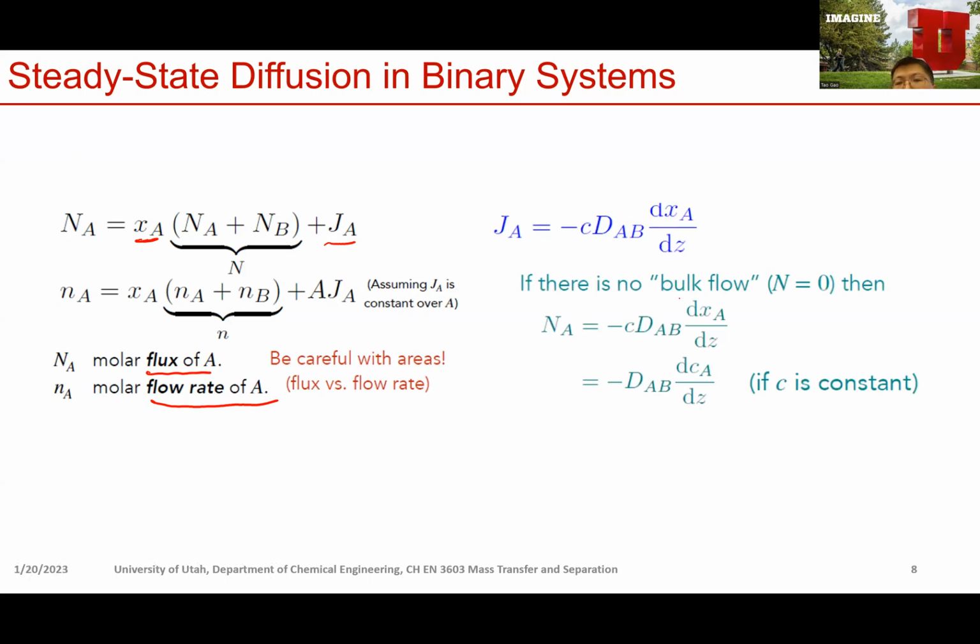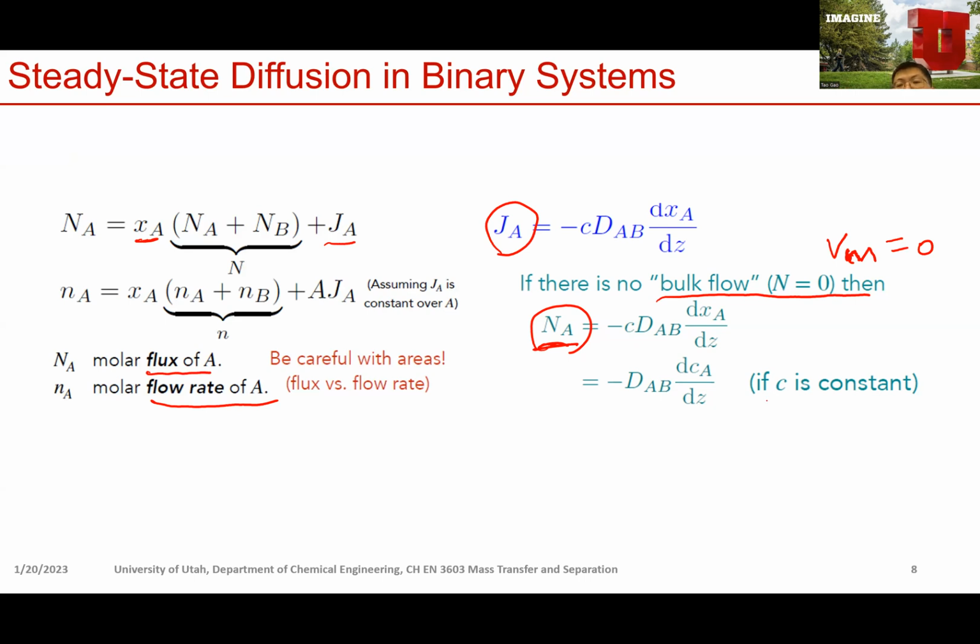And if there's no bulk flow, we know Vm equals 0, right? There's no advection, then the total flux NA is only equal to JA. Remember, NA refers to the total molar flux, J refers to diffusive molar flux. Now, if there's no bulk flow, then the total molar flux is just equal to the diffusive flux, right?